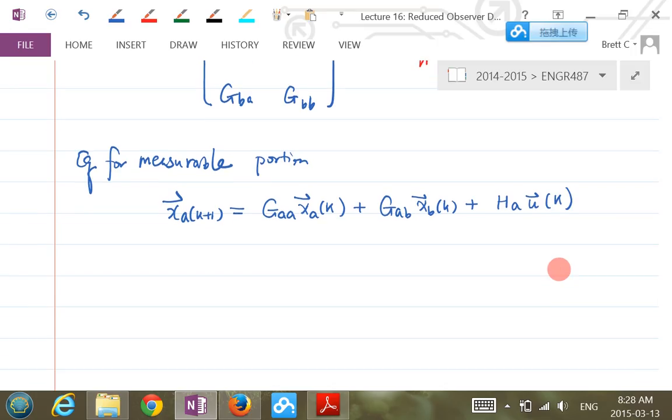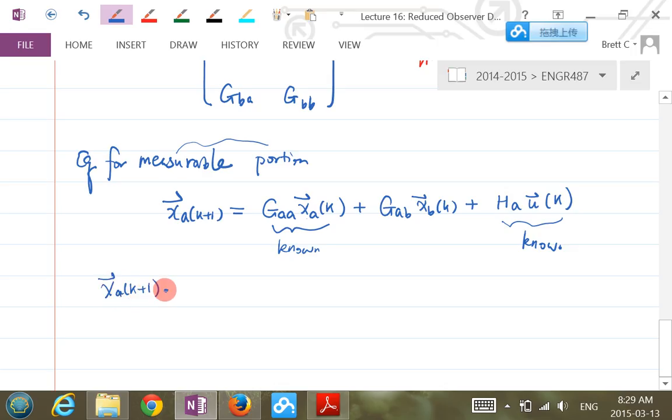Now I'm going to change it a little bit here. Measurable portion means it's known, right? So if you look at this expression here, what's known, what's unknown? G_AA is a system matrix, so you know that. And x_A, that's the measurable portion, you know that. H_A, this is the system, you know this. And u is your control, and that's also something that you will know. So basically these terms are known, and this is known in here. So let's move all the known terms to one side. Okay, so we do this.